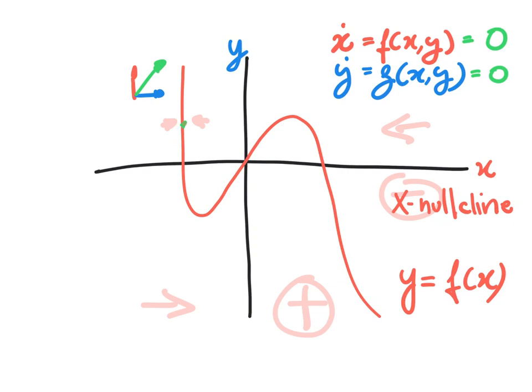And similarly, if we have now the nullcline that determines the y component, and let's say that it looks like this, for example. I'm going to make it a line. I will also have an inequality that will decide for me what is the area that is positive or negative.